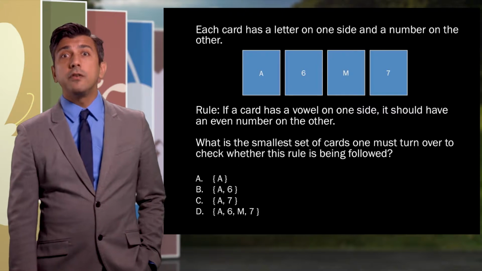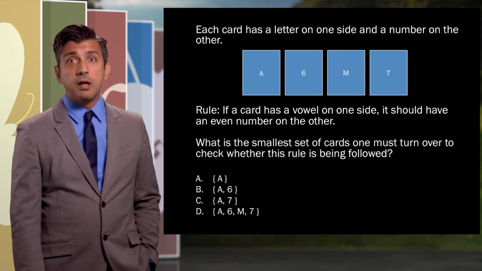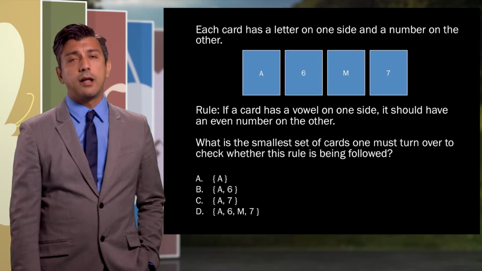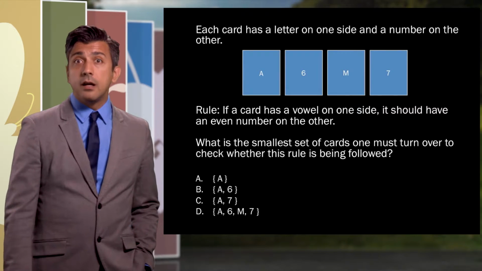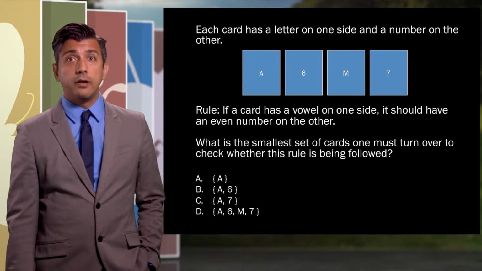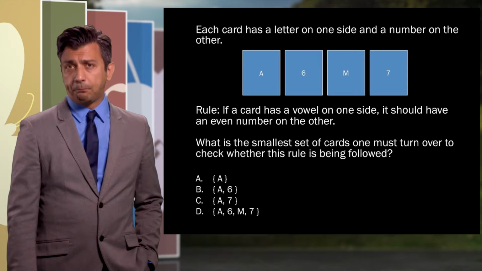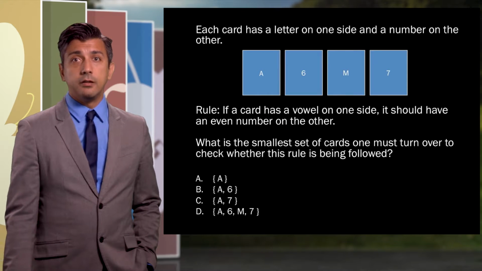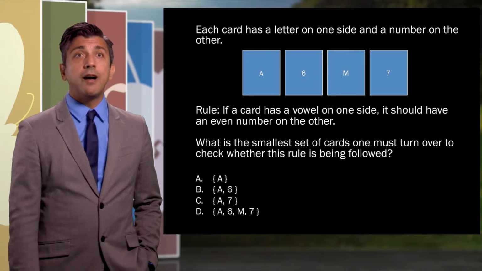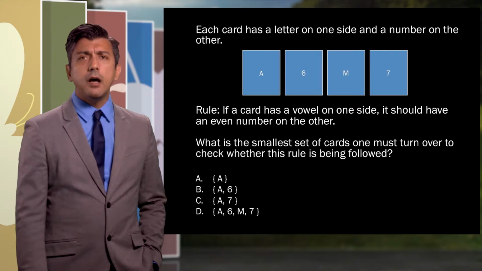Now, some people get confused and think that 6 might be a problem, but if 6 has a vowel on the other side, it's fine. And if 6 has a consonant on the other side, there's no rule about consonants, so 6 is fine. For the same reason that there's no rule about consonants, M is also fine, and we don't need to check that. This is a hard problem.